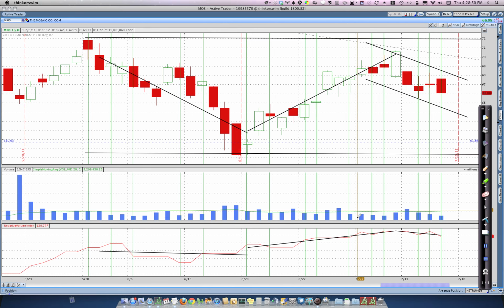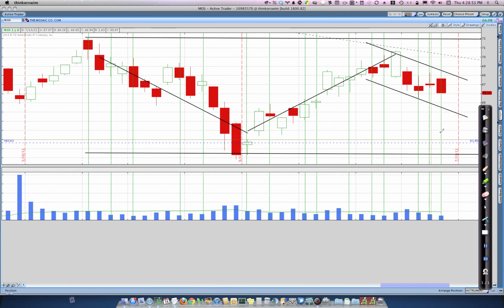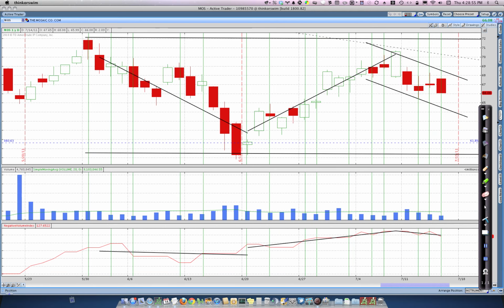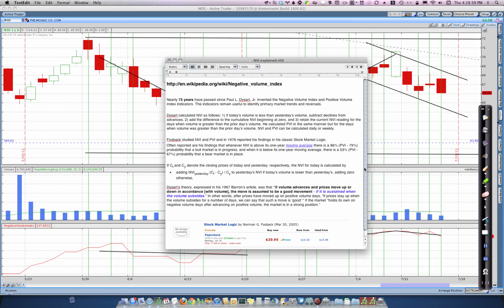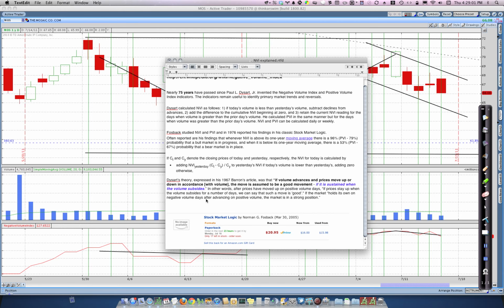Disclaimer, I use this to help me trade in swing trades. I'm not recommending it for anyone. What I would recommend is that you add the study to your charts, see if it provides you with any useful information, and I suggest you check out this book and just do some searches on the internet about negative volume index.